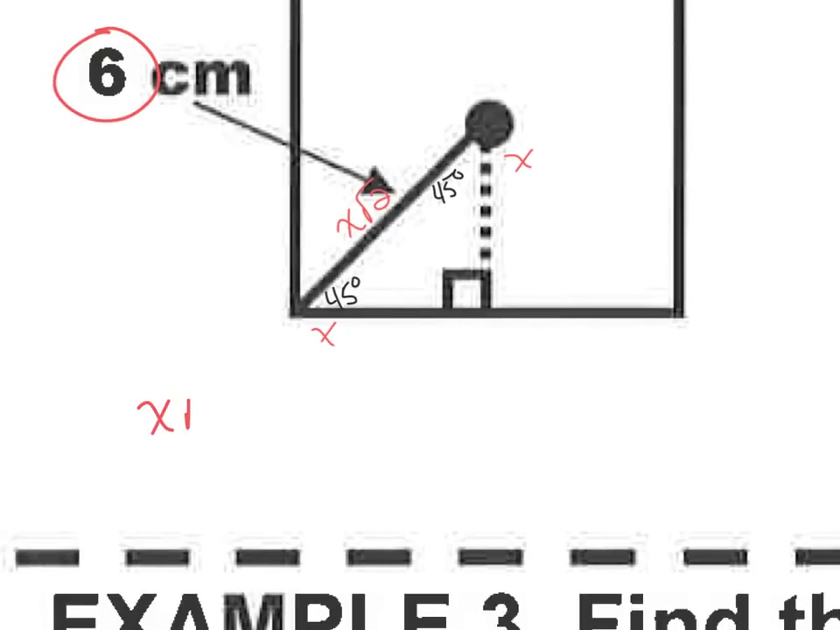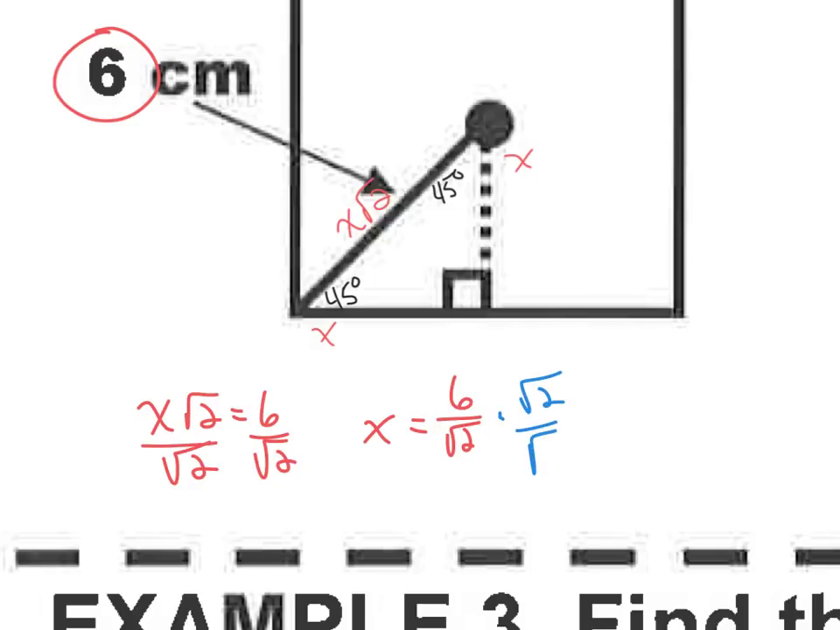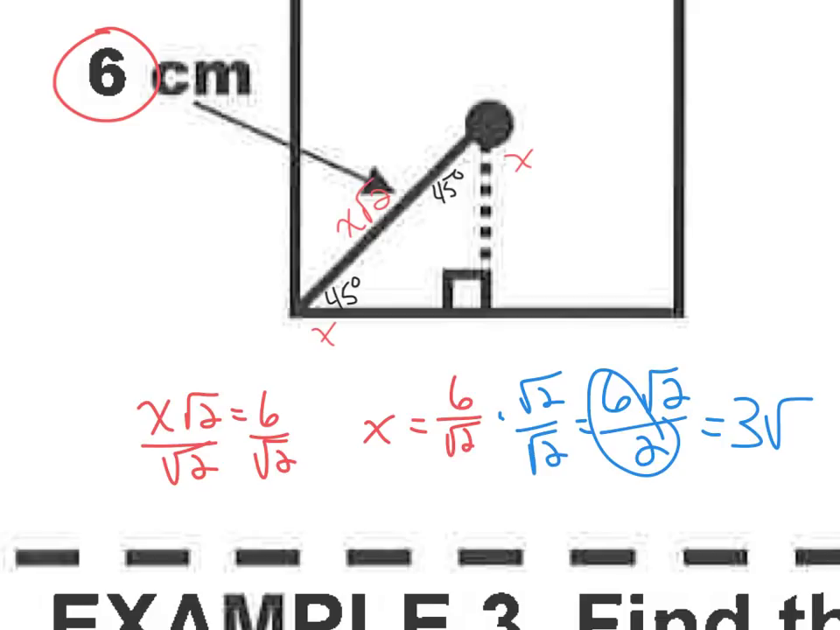I know that x square roots of 2 equals 6. To solve for x, I divide by the square root of 2 on both sides. Then you get x is equal to 6 over the square root of 2. We've seen this a lot. Then to get rid of that radical in the denominator, I multiply by the square root of 2 over the square root of 2, and I get 6 square roots of 2 over 2. And when I simplify, I get 3 square roots of 2. Sorry, I almost put the wrong number in there.